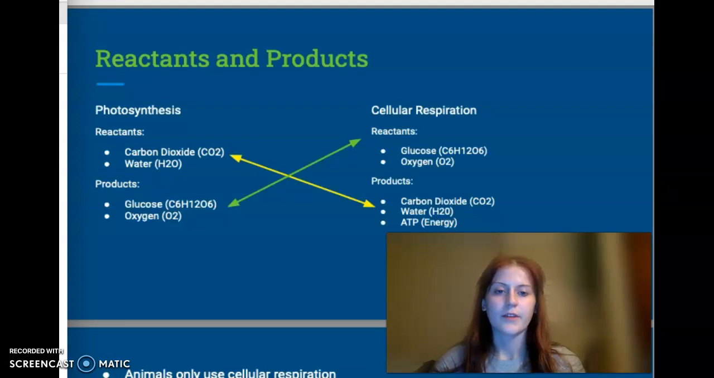When you look closely at the reactants and products of these different processes, you'll notice that it seems they are essentially switched. Photosynthesis takes in carbon dioxide and water, which is very similar to the products of cellular respiration. On the other side, you'll also see that the reactants of cellular respiration are very similar to the products of photosynthesis, glucose and oxygen. It appears as though the equations are reversed, even though they're not quite exactly the same. They complement each other well in this way.